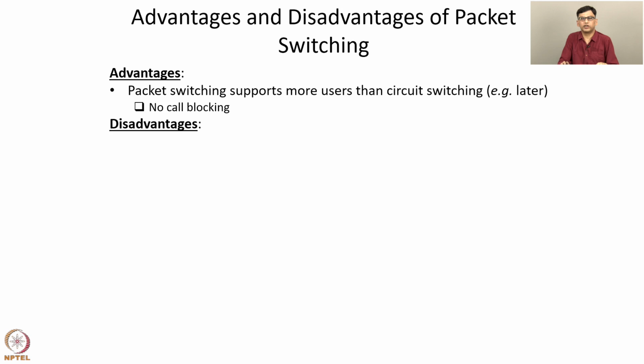As more and more users get added to the network, they start seeing longer delays until their data is transferred, because packets wait in a queue for their turn to be transferred. So the delays get longer, but there is no concept of call blocking. Unlike circuit switching, where there is a hard limit on the number of users who can be supported, in packet switching, just the delays keep on increasing and packets start getting dropped if the routers run out of buffer space, but there is no call blocking. So these are the advantages.